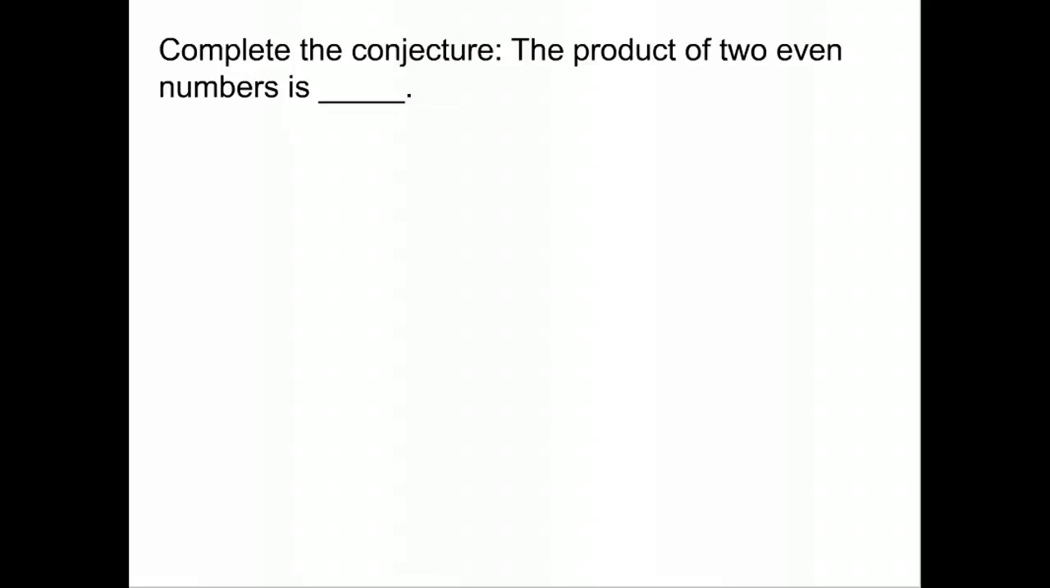Okay, complete this conjecture. The product of two even numbers is what? Okay, so when you're trying to find a conjecture, sometimes you might want to do some trials. Okay, so let's see, two even numbers. Let's do 2 as an even number and 6 as an even number. Product means to multiply. So what is 2 times 6? 12. Okay? So would I make the conjecture the product of two even numbers is 12? Would that make sense for all even numbers?